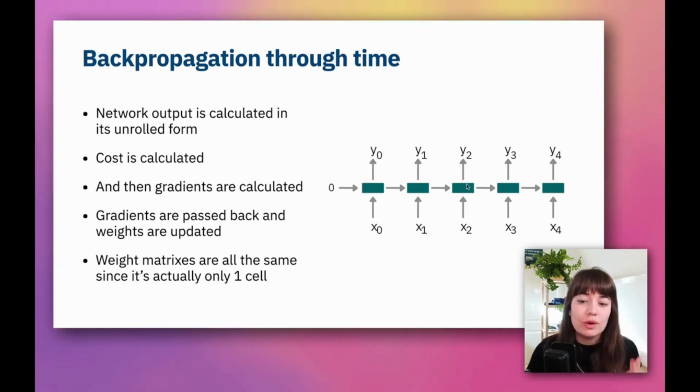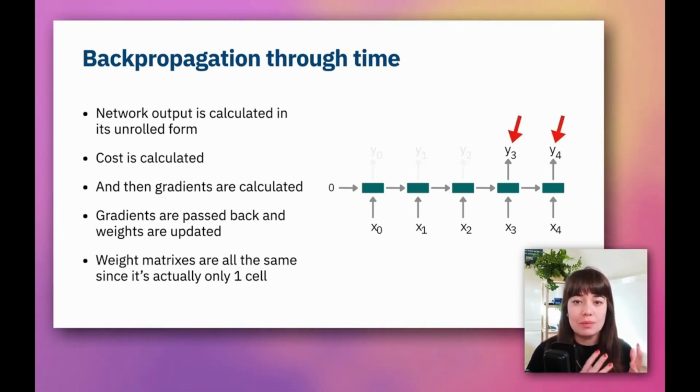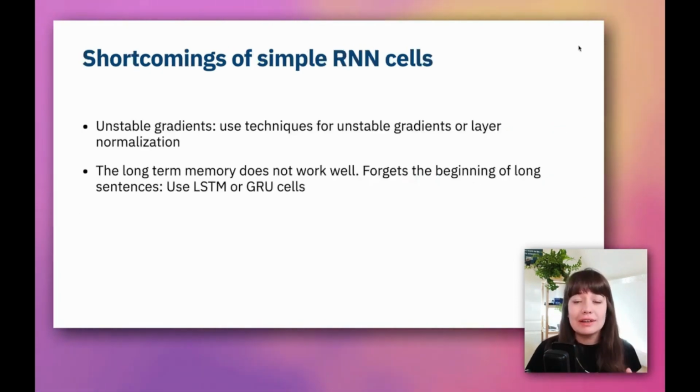But as we said, all the weights of all of these time steps are actually the same because they're actually one time step. And then the gradients are calculated as we do with normal neural networks, and then these gradients are passed back in the network to update the weights. But as I said, you might ignore some of the outputs while calculating cost, so the gradients are passed back only through the ones that you used in the cost calculation. So RNNs are actually really good for analyzing sequential data, so this could be time series data, text, or audio files, for example, but of course they have some shortcomings.